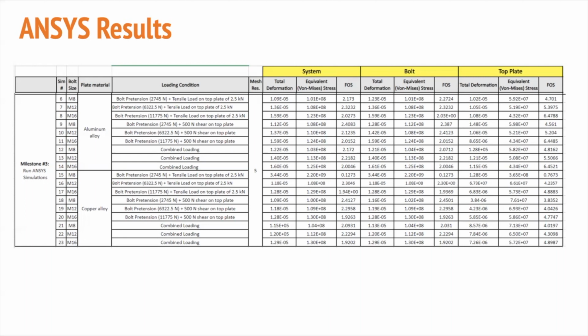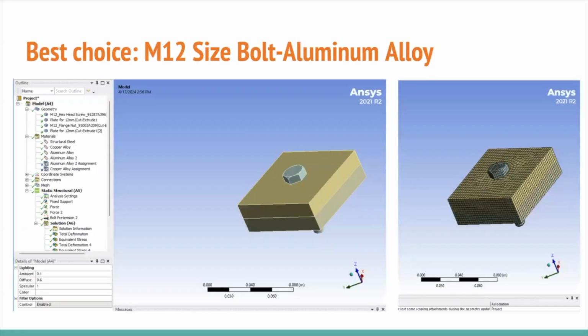And by looking at our ANSYS results, we can see that the aluminum alloy was our best option in this case for the combined loading of the actual system. And we want a high number of factor of safety to make sure that the system is able to hold its shape under this type of condition that we placed on it, which was for the bolt retention and the tensile load. We did, like I previously mentioned, choose the M12 bolt for the aluminum just because it gave us the higher factor of safety.